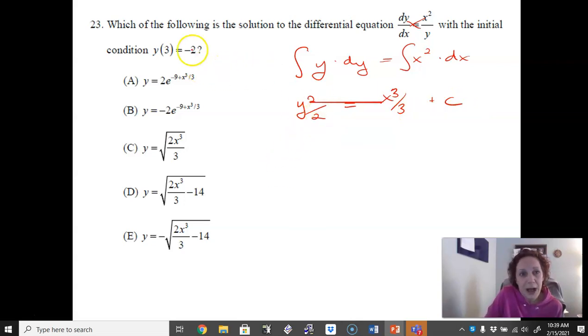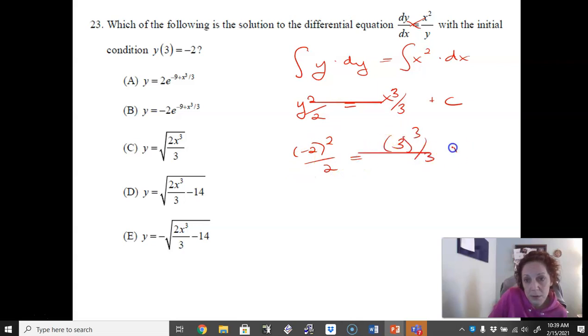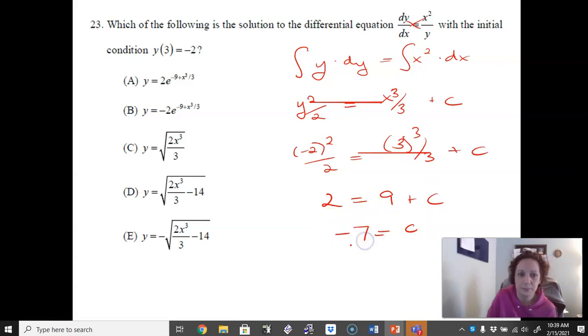All right, so I know that if I put in a 3 for x, I should get a negative 2 for y. Now, I'm not going to solve this out yet. I'm going to go ahead and put my initial condition in first. So I'm going to put in a 3 for x and a negative 2 for y. So if I put in a negative 2, all right, so 4 over 2 is 2. 27 over 3 is 9 plus c. So I get that my c has to be a negative 7.